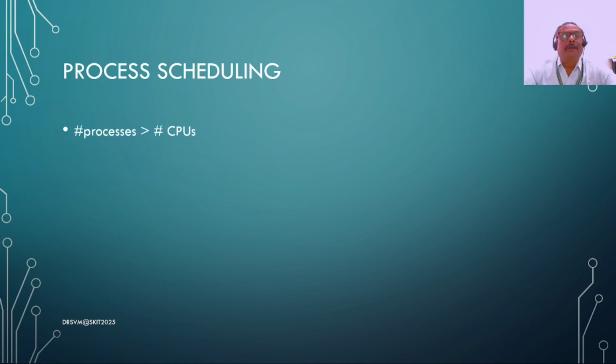Process scheduling is necessary because the number of processes is quite a lot more than the number of CPUs we have, and we know that one CPU can handle a maximum of only one process at any time. Therefore, some arrangement is required so that all the processes get some share of the CPU so that each process can execute its task.